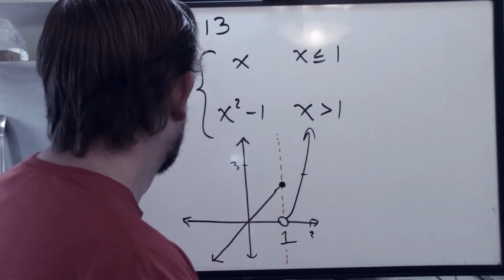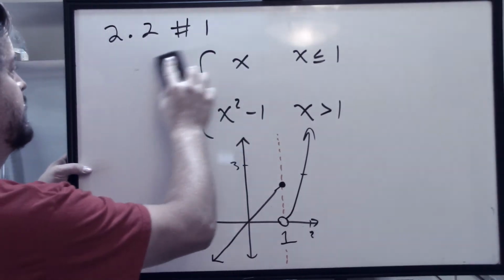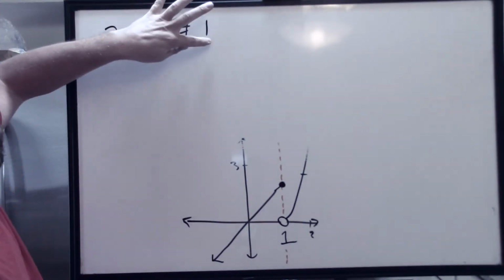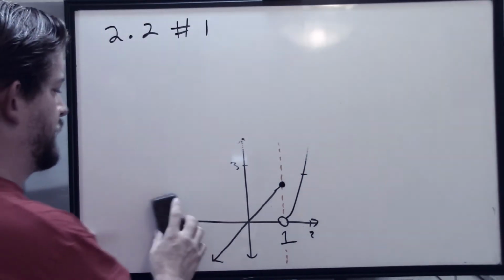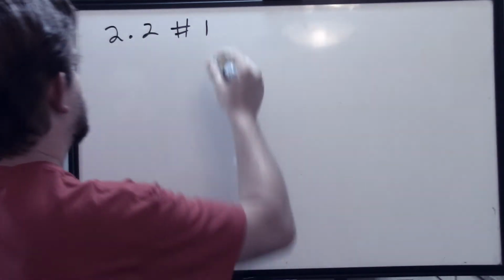Okay, all right, let's look at number 14, which is also a piecewise. And in fact, if I remember right, 12 would have asked you to find some points for this, but we didn't do that. But that's what 14 is asking you to do.